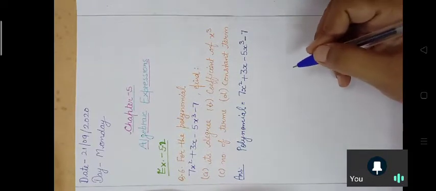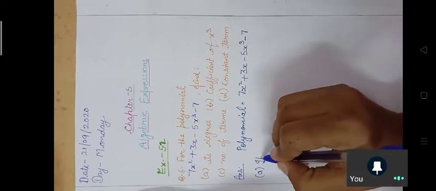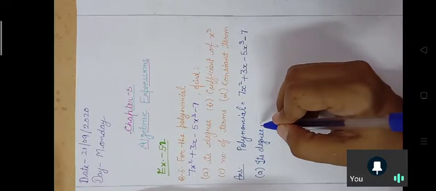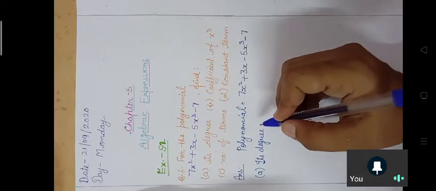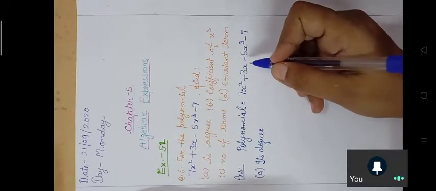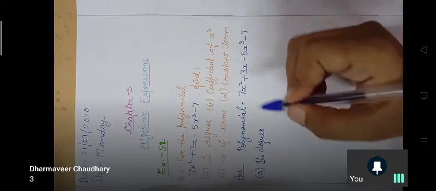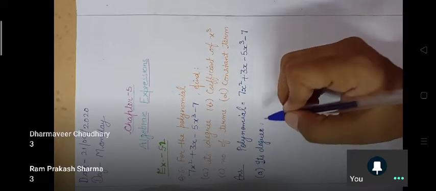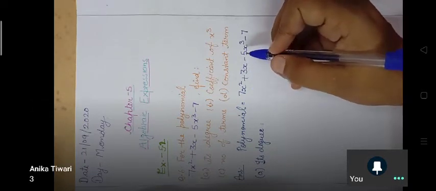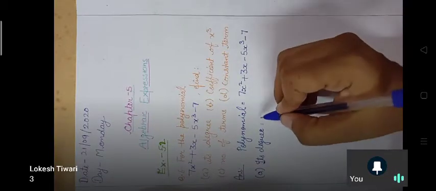This is the polynomial. Now, A part: you have to find its degree. I told you in the previous classes what is the degree of a given polynomial. The highest degree of the given terms. Of all the terms, whichever has the highest degree, that is the degree for that polynomial. So you must know how to find the degree of different terms present in the polynomial. First term is 7x square.